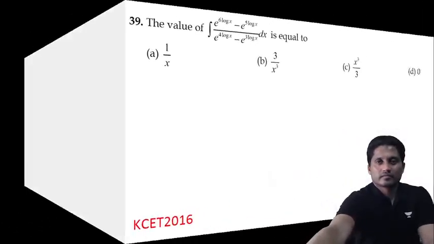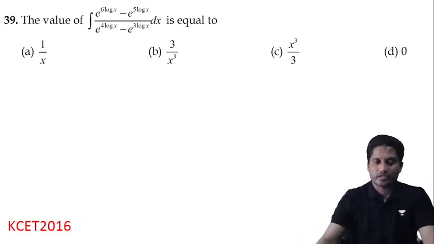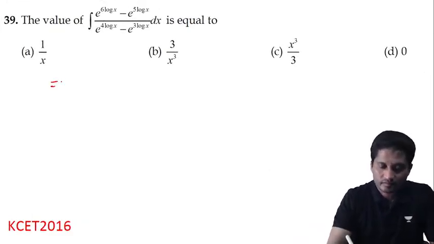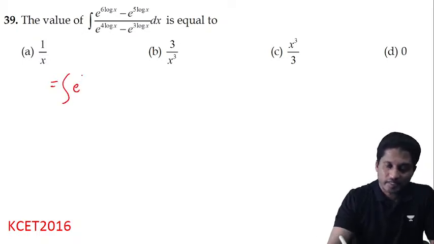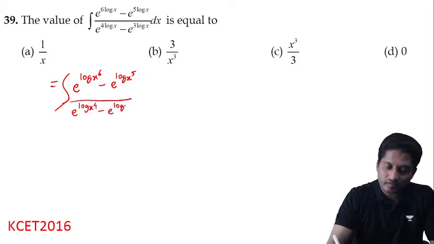Okay, integration of 6 log x can be written as log x power 6, right? Minus 5 log x can be written as log x power 5, whole divided by 4 log x can be written as log x power 4, minus 3 log x can be written as log x cube, then dx. E power log x is x, so x to the power of 6 minus x to the power of 5 upon x to the power of 4 minus x cube dx.